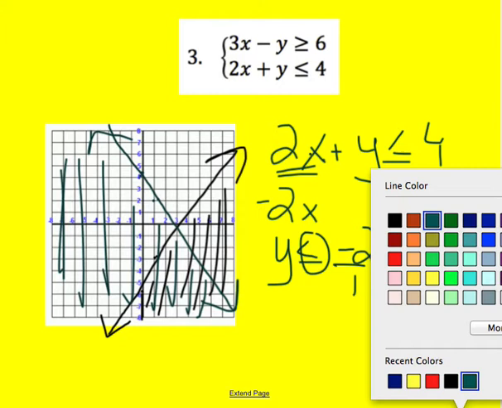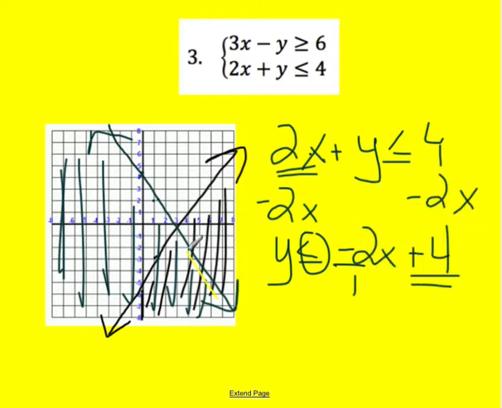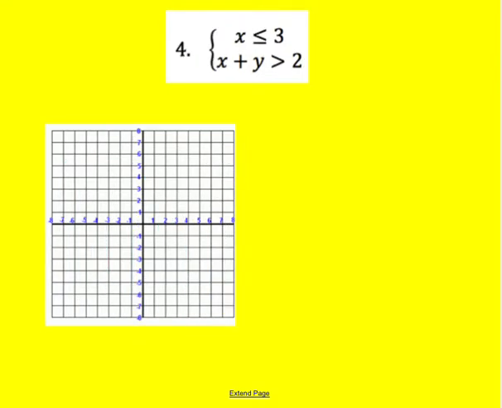And then I want to color in where it's overlapping, which is right here. So this little triangle underneath would be the solution. So make sure you shade that one a little bit darker, just like we did on the previous note sheet. So let's take a look at number 4.